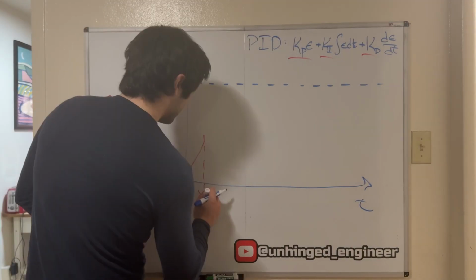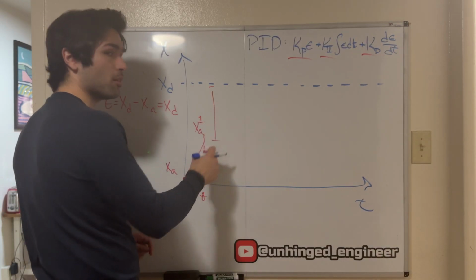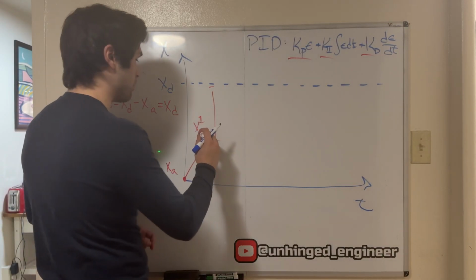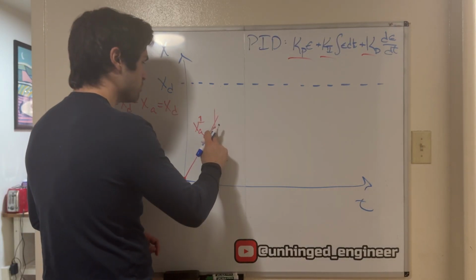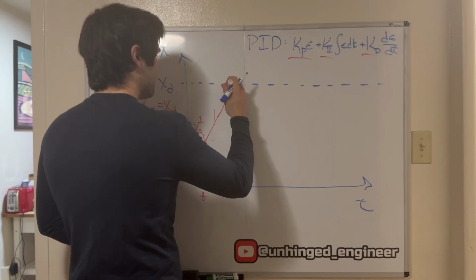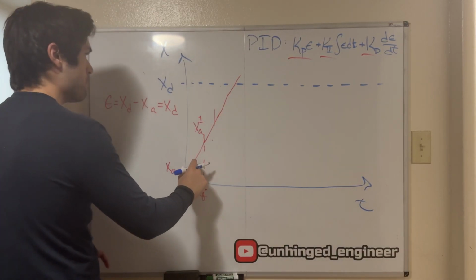And now, this is our next time step. This error is less than it was before. So this is good. We're going to go up again, maybe at a slower rate than before because that error is smaller. And then again, and again, until what inevitably is going to happen is we're going to overshoot. So we've minimized this error.